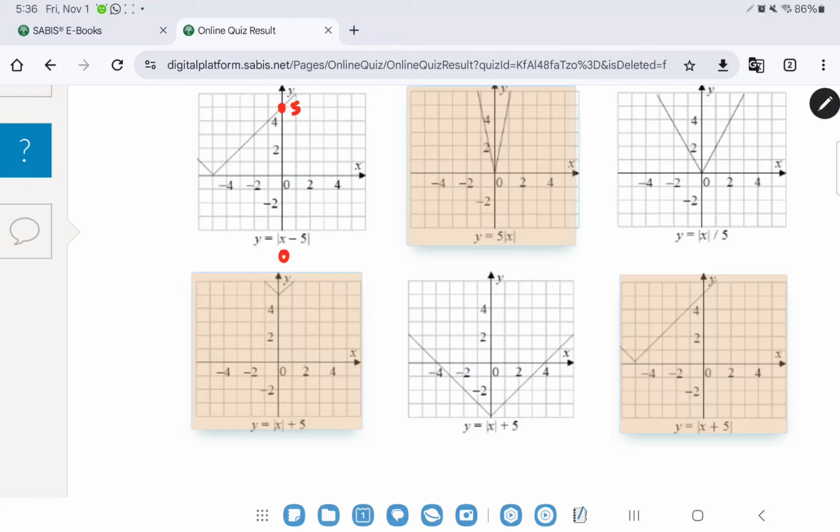0 minus 5 in absolute value equals... Why? Wait. What's the question asking? I forgot to read the question.